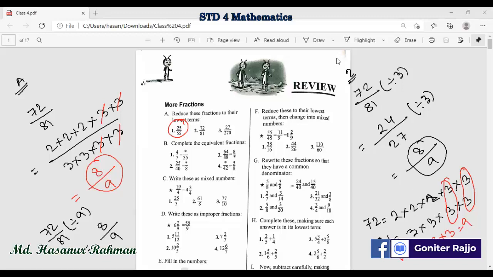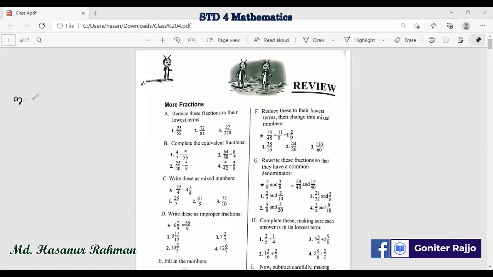Now, number 3. Number 3 says 27 divided by 270. This is a very simple thing. When we see the same number, we can divide both numbers by 27. It will be better. 27 divided by 27, that is 1. 270 divided by 27, that is 10. So 1 by 10 will be the answer.